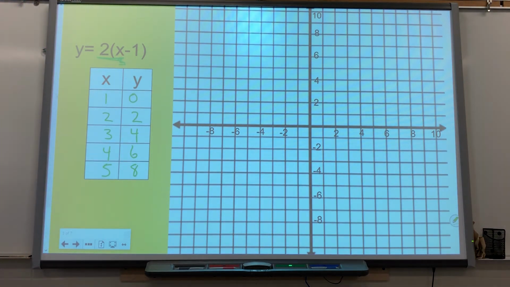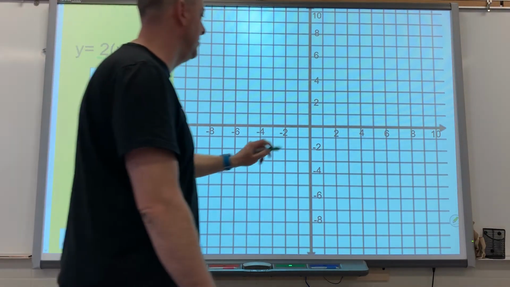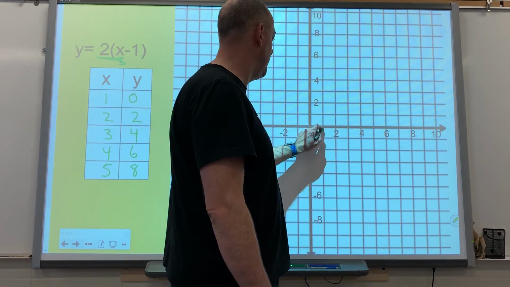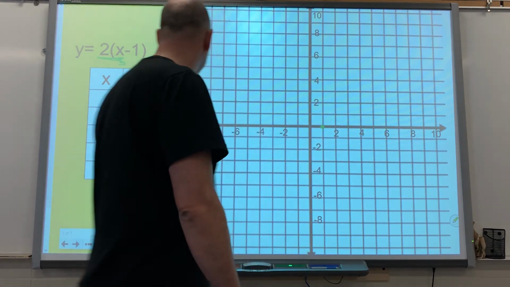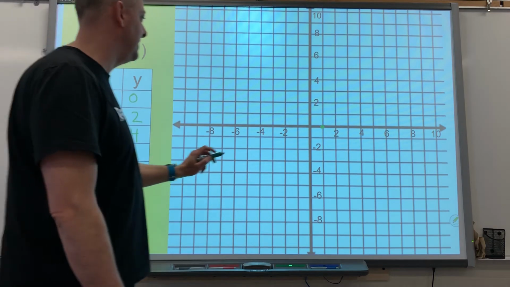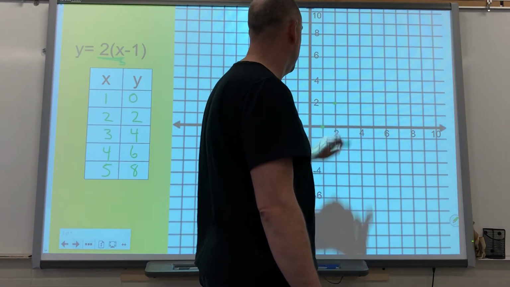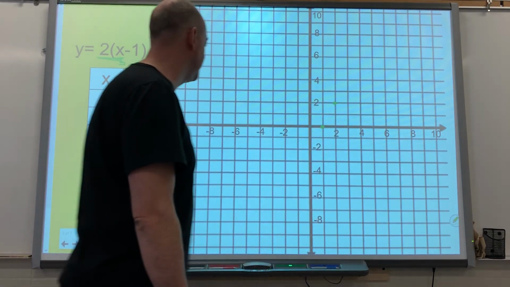Now we can put this onto the graph. When x is 1, y is 0. There's our x is 1, and our y is 0. X is 2, y is 2. We notice it went up 2 and over 1. Let's see if it continues.